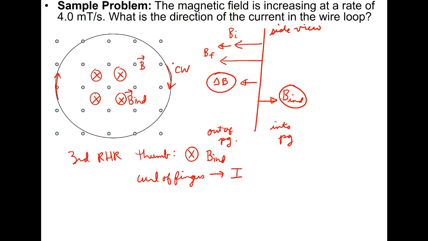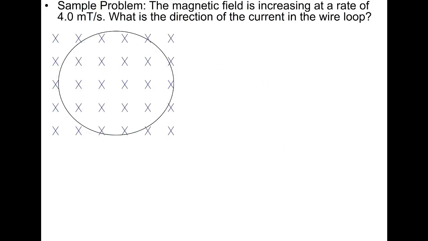Okay, so the direction here is clockwise. Let's try another example. So now the magnetic field is increasing at a rate of 4 milliteslas per second. We're going to do the same thing. The field starts by going into the page. So we draw our side view. We have out of the page and we have into the page. And we start with this field going into the page.